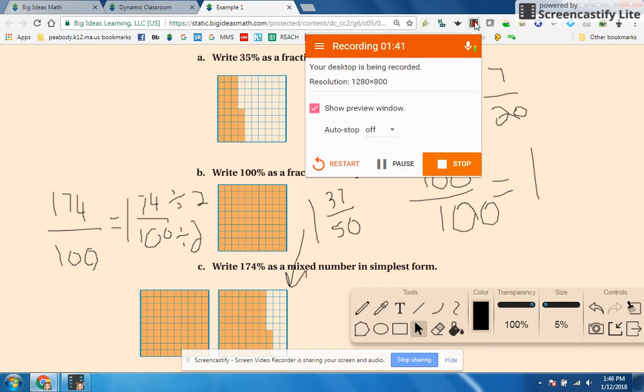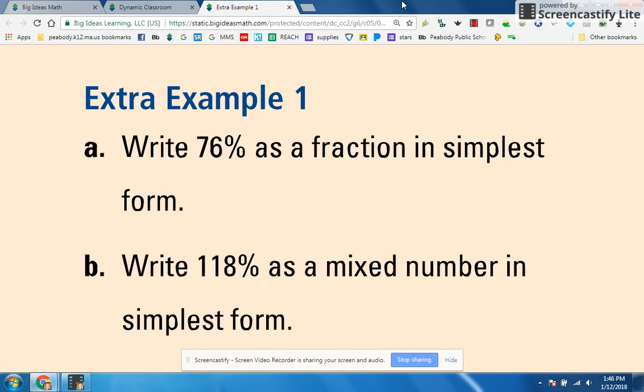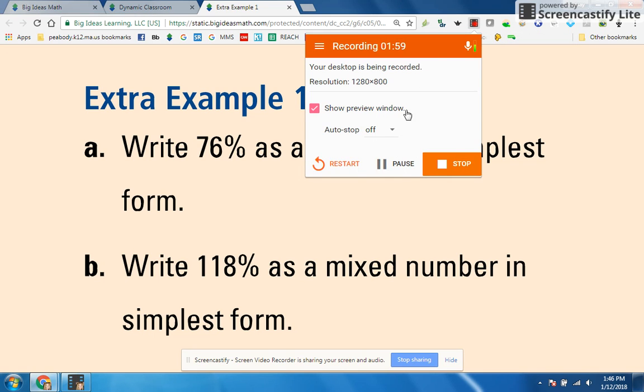So I'm going to give you some of these to try now. I'm going to have you pause the video and try both of these. You're writing these percents as fractions. So step 1, write the percent over 100. Step 2, put it in simplest form. So pause and try these two on the back of your notes.